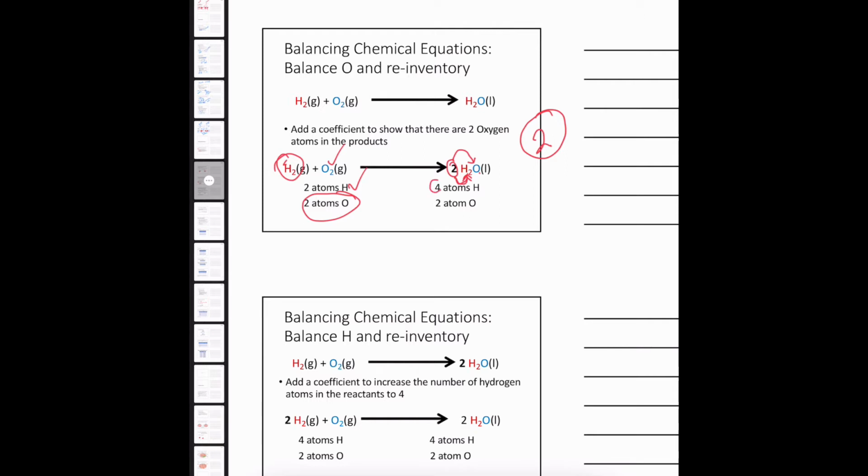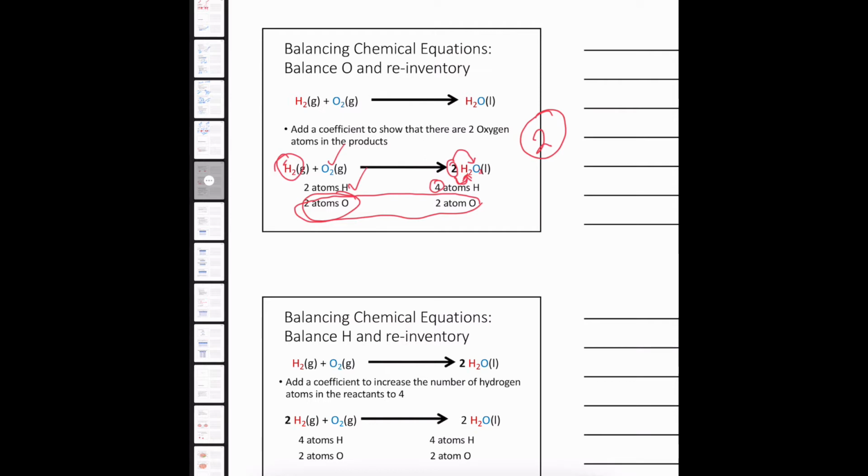So that makes it a 4. Oxygen is now in fact a 2, because the coefficient that we added multiplies the count of atoms for the oxygen in the water molecule, and that makes it a 2. So what we did basically, we took care of balancing the oxygen, but at the same time, we now have hydrogen that is not balanced.